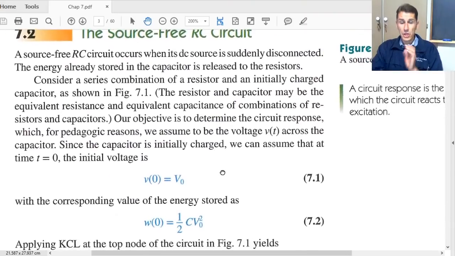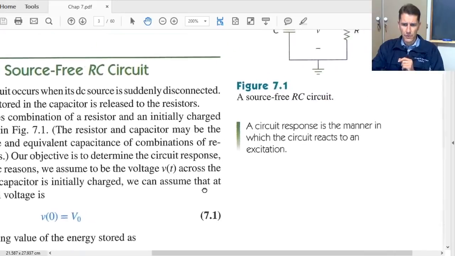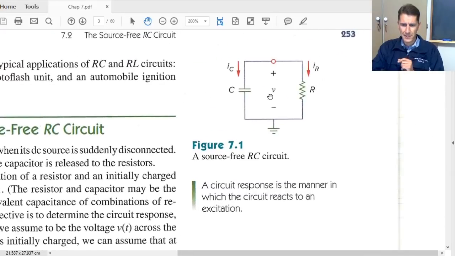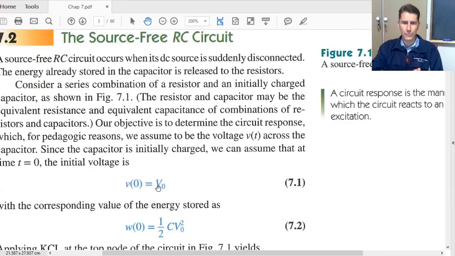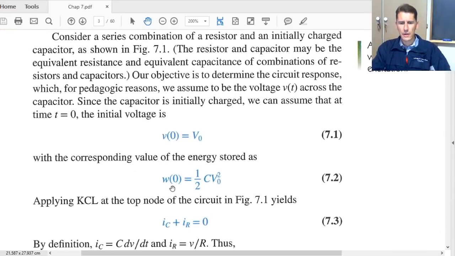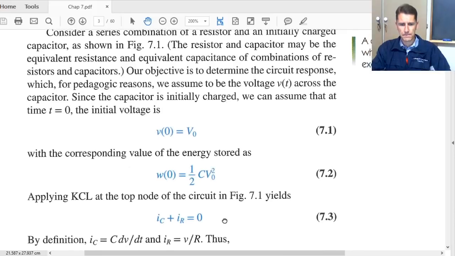So initially when there's energy in the capacitor, there's a voltage across that capacitor. So at time 0, the voltage across this capacitor is a certain value, V0, 10 volts, 20 volts, we don't know. We're going to figure that out just now. So there's an initial voltage and an initial energy stored in that capacitor.